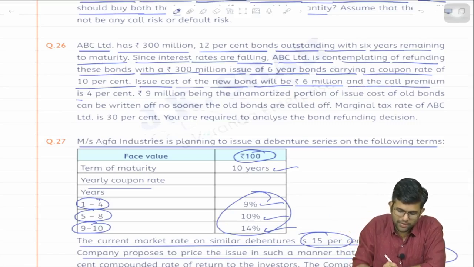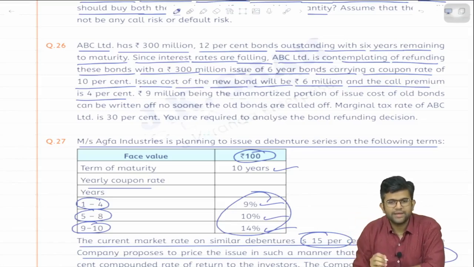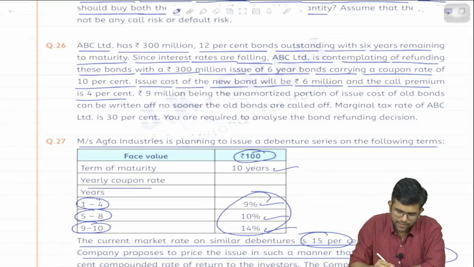Also, call premium is 4%. Another headache. What do you think is call premium here? When I call back bonds from Bhavani, I have to not only pay 300 million, I have to pay 4% extra as a premium on the call. Everybody clear? So these two are additional costs for replacing.